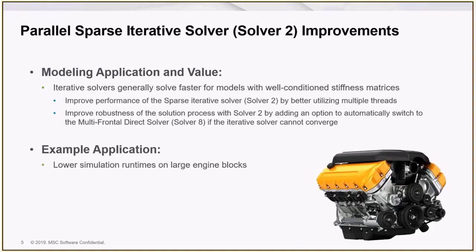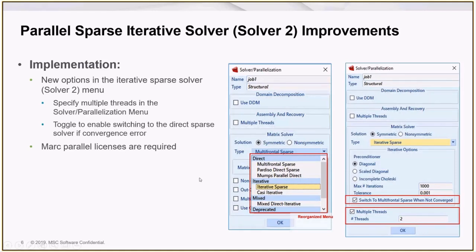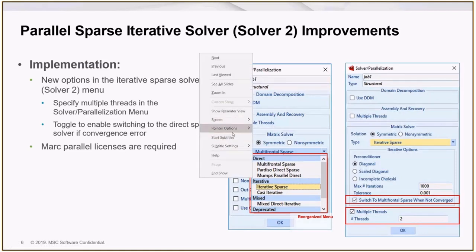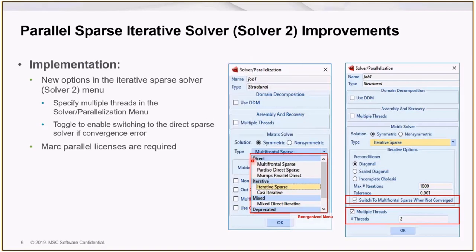Actually, the prototypical example many times when you're talking about sparse iterative solvers is large engine blocks. So when I get to showing you some of our test cases, you'll see it. But anytime you have well-conditioned stiffness matrices, this is going to be a really benefit to you further because now it's parallelized. The implementation. So before I talk too much about the implementation, let me make sure I just turn on my pointer so I can show you where I'm pointing at.